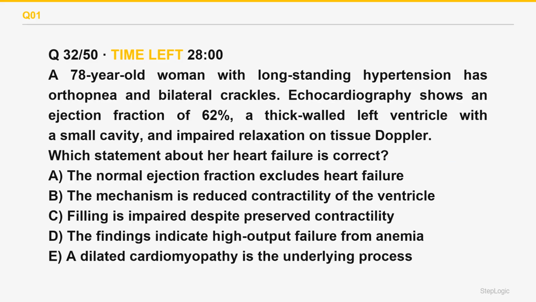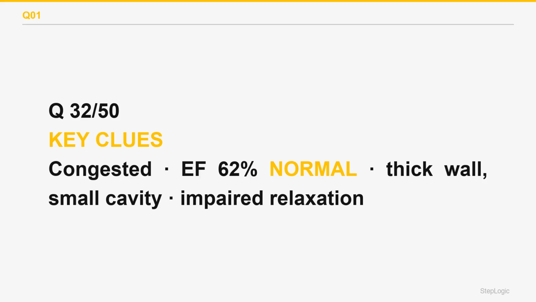Which statement about her heart failure is correct? A 78-year-old woman with long-standing hypertension has orthopnea and bilateral crackles. Echocardiography shows an ejection fraction of 62%, a thick-walled left ventricle with a small cavity, and impaired relaxation on tissue Doppler. Read the command. Which statement is correct? A patient in obvious pulmonary edema with a normal ejection fraction forces the distinction the exam wants.